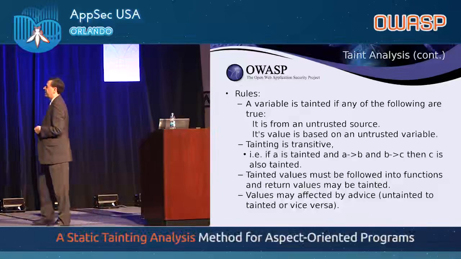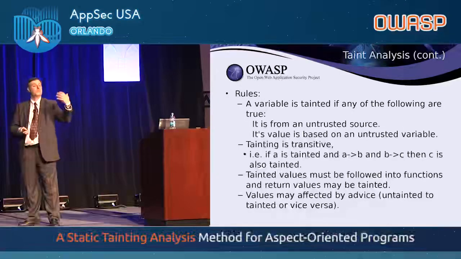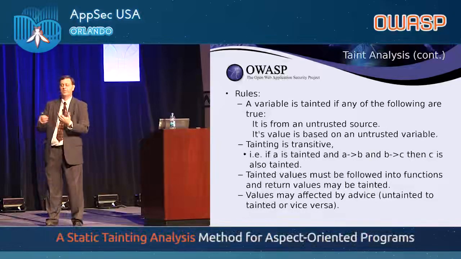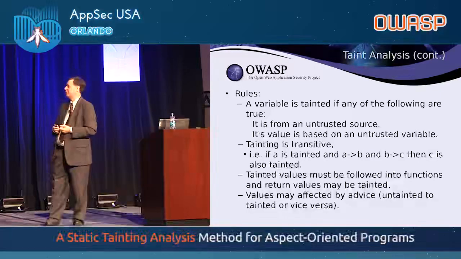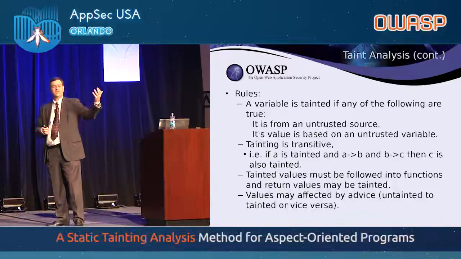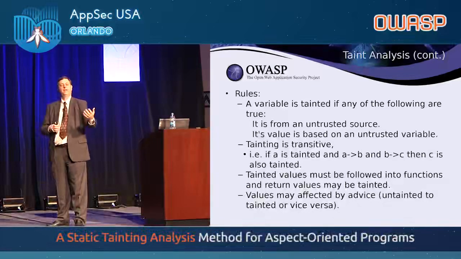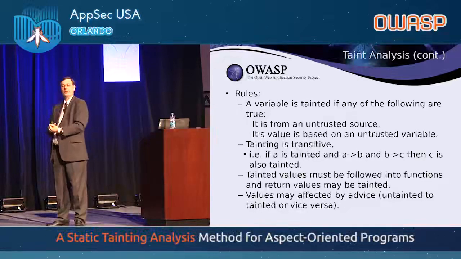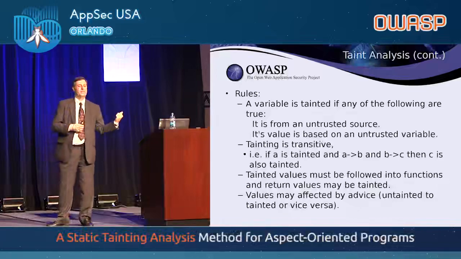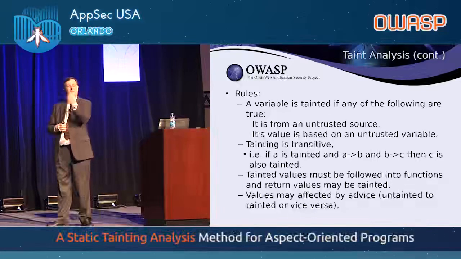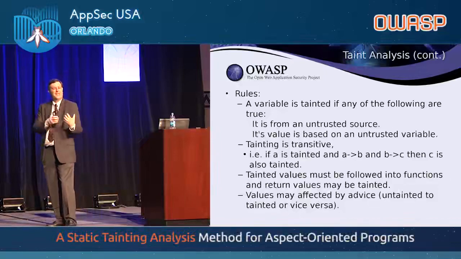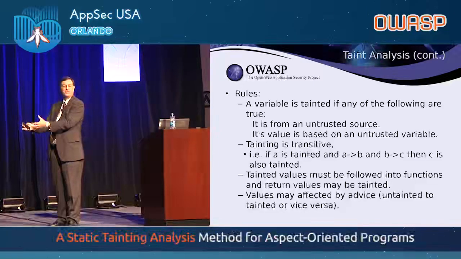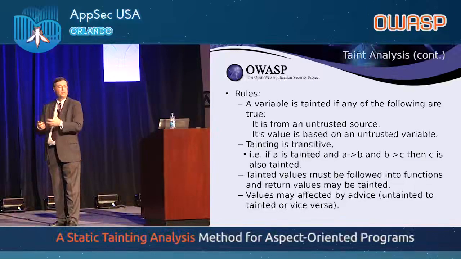There are a few rules you have to follow when you're doing taint analysis. A variable is tainted if it comes from an untrusted source or if it receives its value based on another untrusted variable. And it's transitive, which just means that if A is tainted and gets assigned to B, and B gets assigned to C, then C is also tainted. You have to follow it all the way along. It also means that if you pass tainted values as parameters into functions, that tainted status has to follow into the function being called. And any return values may also be tainted based on the calculations going on inside that function.